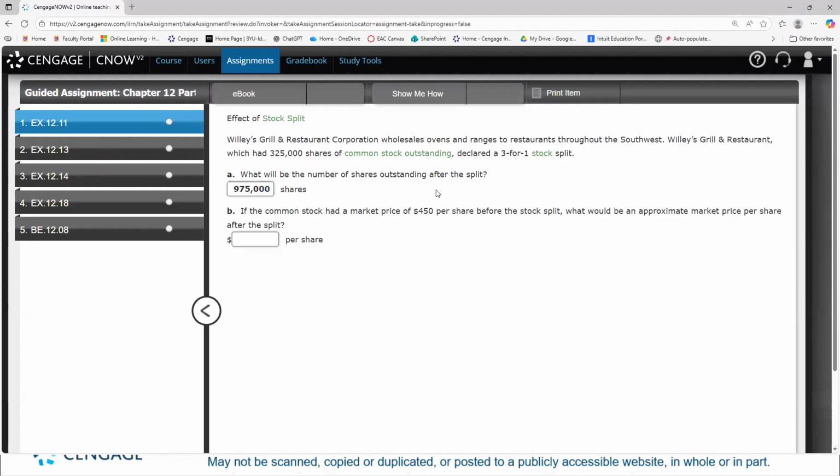So again, not super hard. All that's happening is if there's a 3-for-1 stock split, we'll multiply the number of shares by 3. If there's a 2-for-1 stock split, we'll multiply the number of shares by 2. 5-for-1, times 5. That's all.